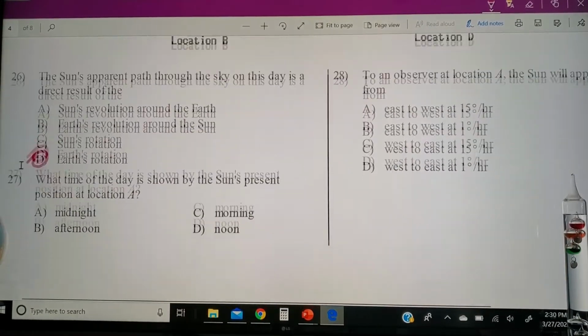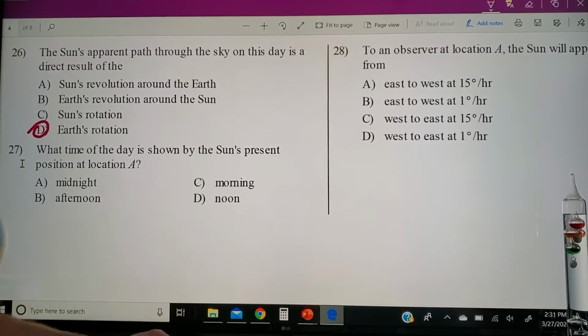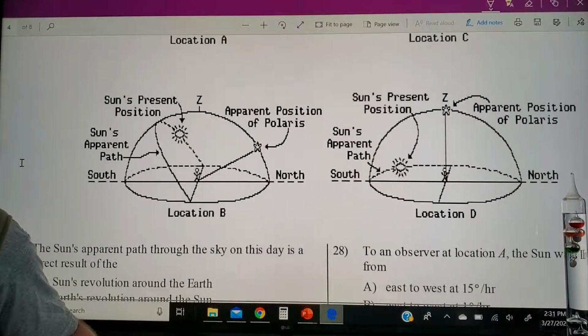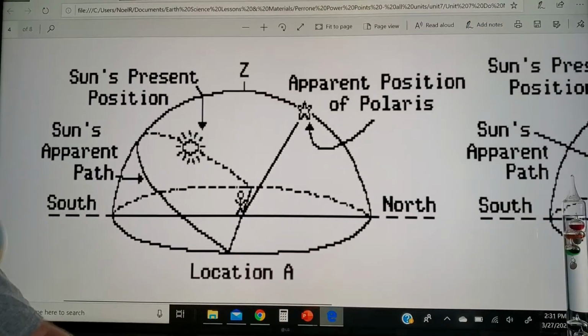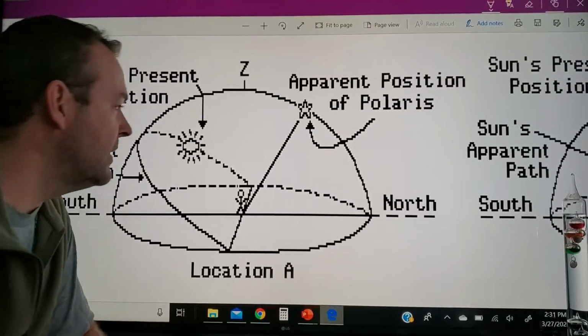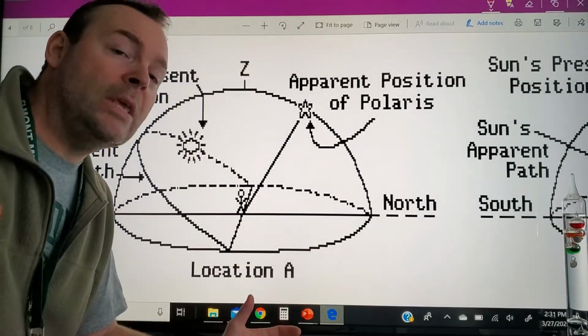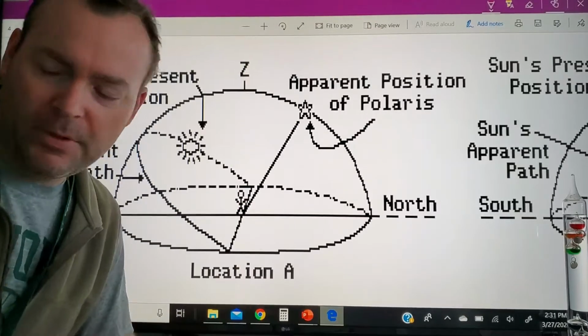All right, 27. It says, what time of day is shown by the sun's present position at location A? So let's go to location A and zoom in on that. Now take a look. Here's north, here's south. If you remember your compass, west has got to be over here, which puts east over here. I'm just going to label that right away.